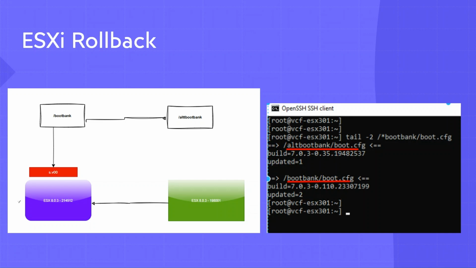So as you see on the right, you can access the contents of the alt boot configuration and the boot bank configuration that's holding the current and the previous version of the image on our ESXi host. So let's see how to actually do a rollback on our ESXi environment.